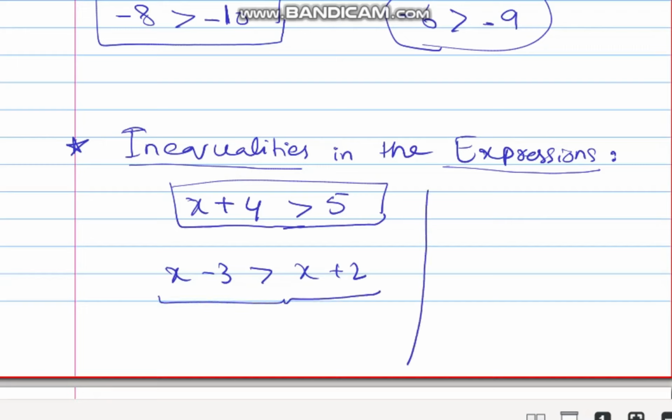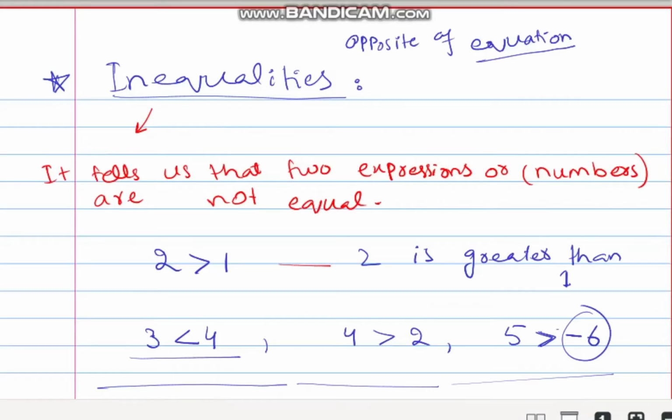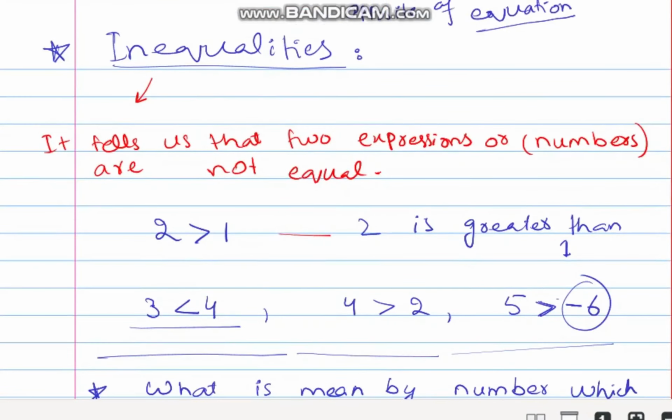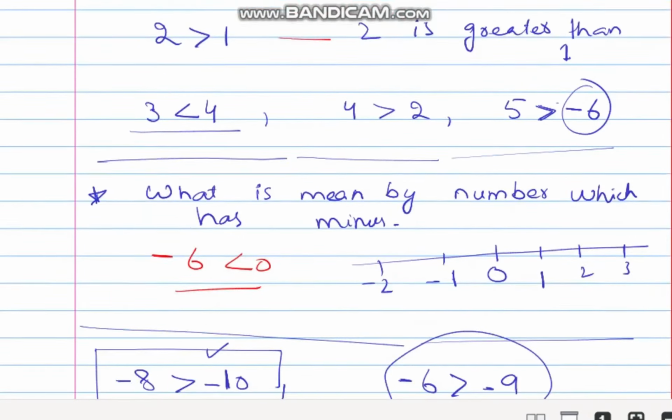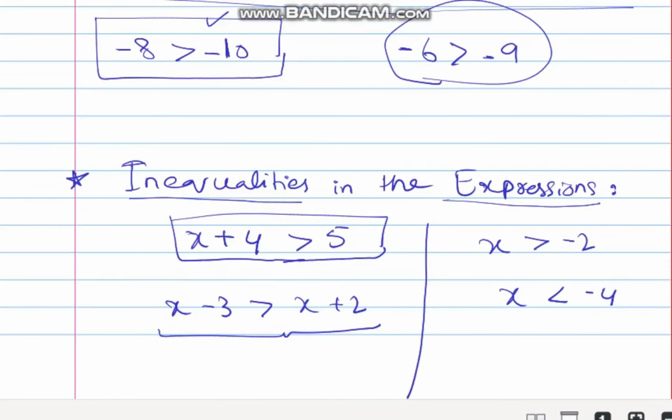Now let me write another example also. x would be greater than -2. This is the inequality. x is less than -4. This is an inequality. So we don't know basically x, and therefore we call it inequality. I am explaining the inequalities in very general terms, because in mathematics we don't know about the x. x is something which we assume, for example, x is any number, and we are just talking about the inequalities for the expression.